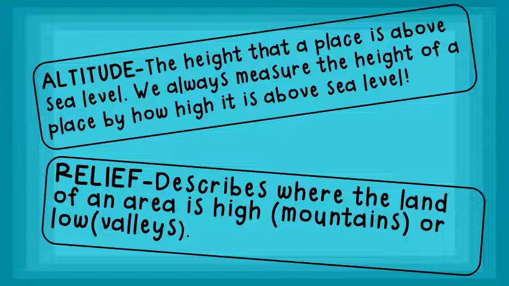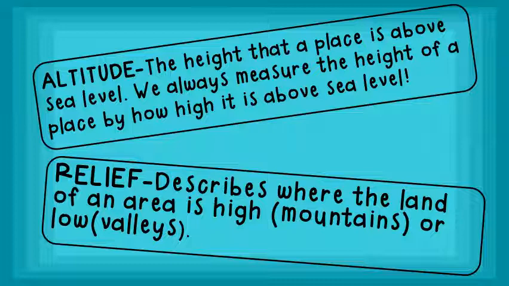Okay, the first thing we need to know before we move on is altitude and relief. If you can see on the screen, it says altitude is the height that a place is above sea level. We always measure the height of a place by how high it is above sea level. Now think about us as human beings. When we measure our height, we'll always maybe stand against a wall, and from the floor till where our head touches, that is our height.